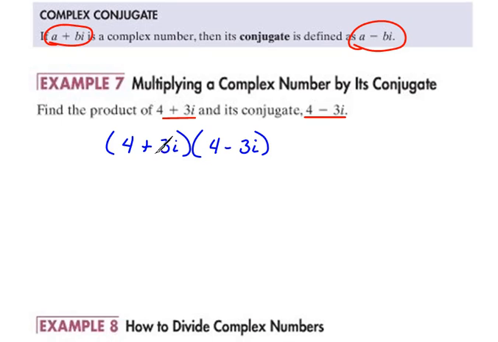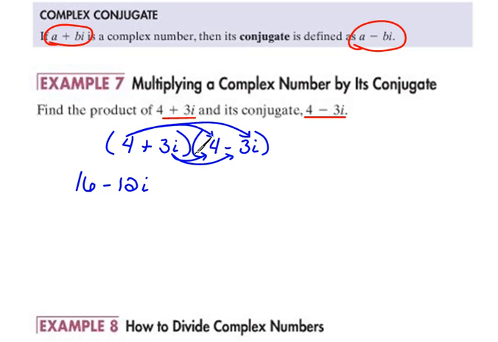Now, see again, this goes back. Everything works together. This is going back to factoring, because this is actually a difference of two squares. It's very interesting the way that this works. So if I were to multiply this, not even using anything fancy, just what we've been doing all along, we would have to distribute our 4 to get 4 times 4 is 16, and 4 times negative 3i would be negative 12i. And then we're going to distribute our 3i to everything behind it in the parentheses.